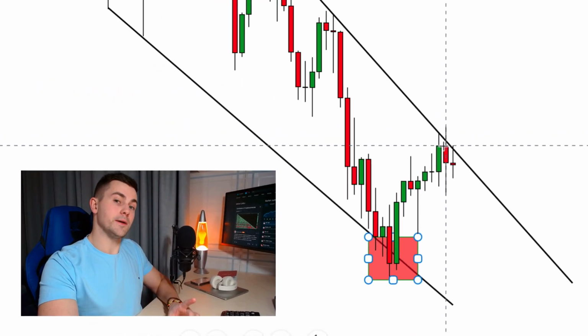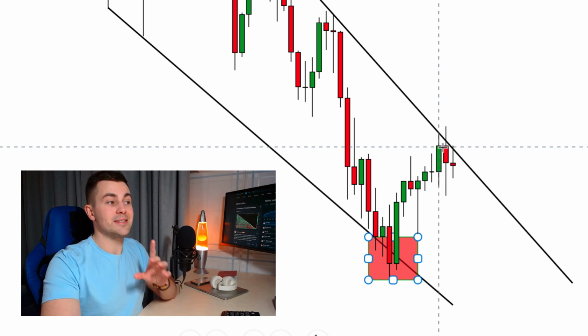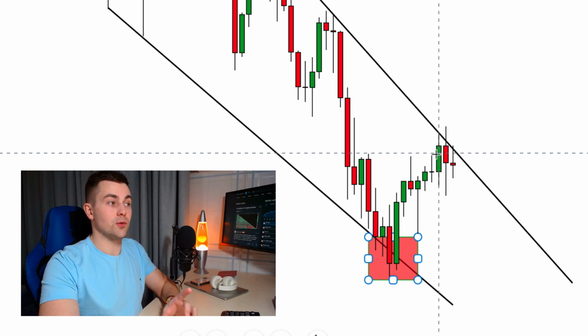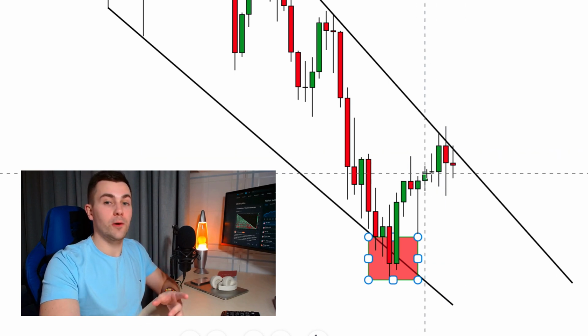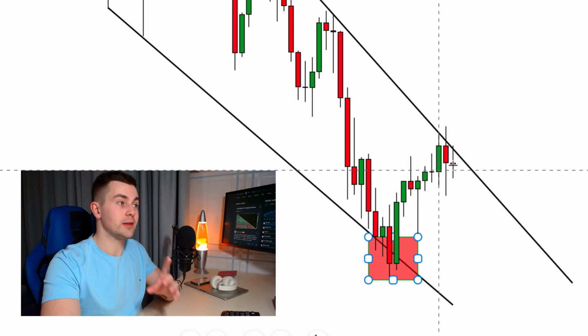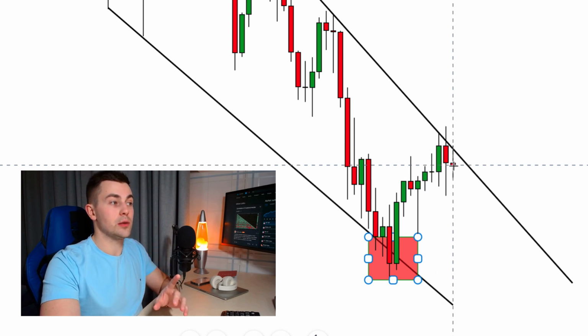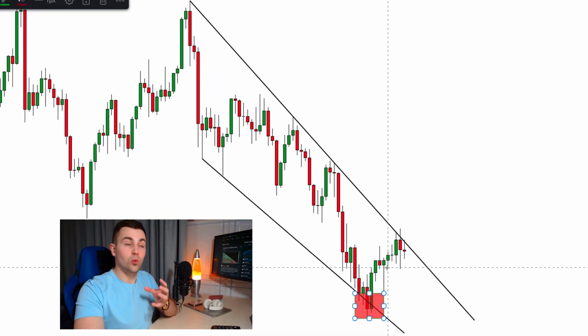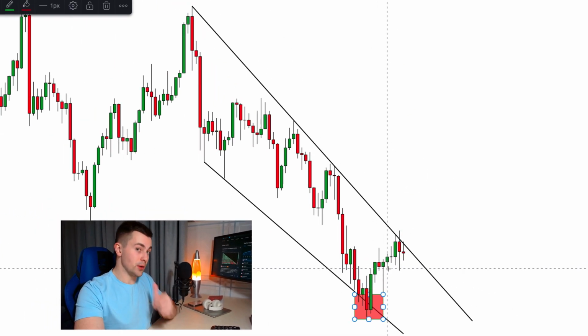It signifies that some buyers stopped buying, some sellers started to sell. So this candle in such kind of a price action is a very telling thing, and definitely we must pay attention to that. So right now gold is trading in a bearish trend.